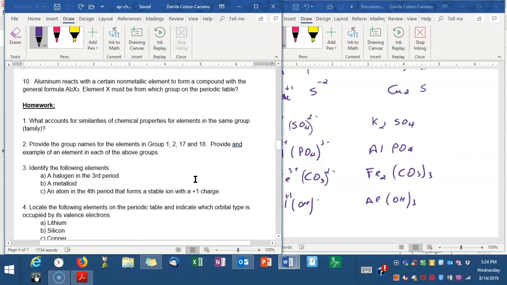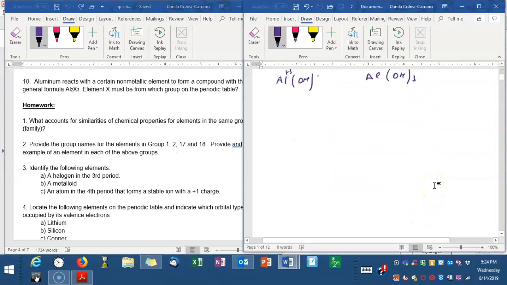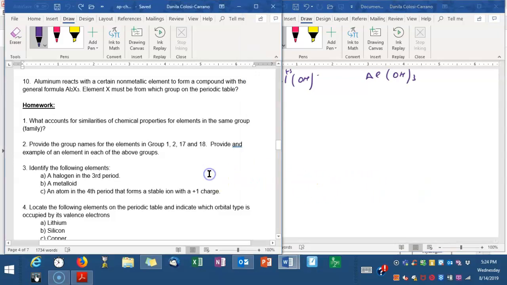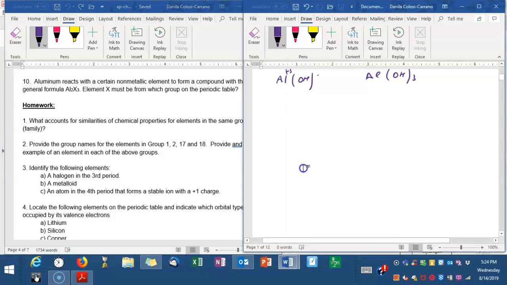Then aluminum reacts with a certain nonmetallic element to form a compound with the general formula aluminum 2 X 3. Element X must be from which group in a periodic table? So let's write what I said. You have aluminum, you have 2 of those, X is a 3, aluminum comes with a charge of 3, so this one has to be a 2-, no questions asked. If it is a 2-, it has to be in the group of oxygen and so forth, right? So it has to be group 16, or you can say 6A.